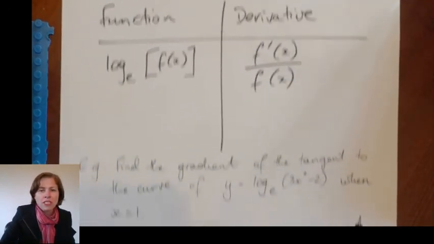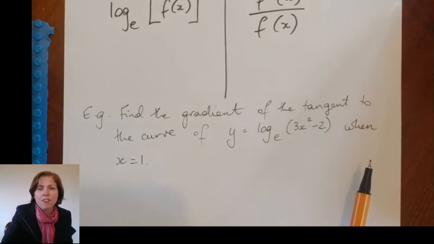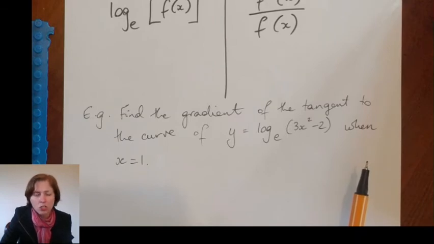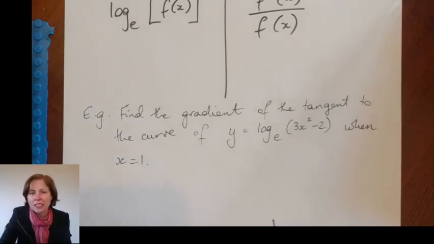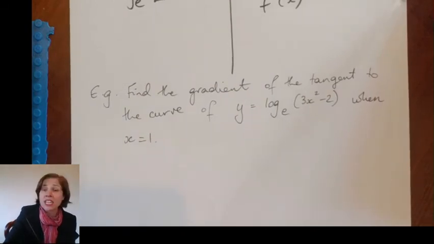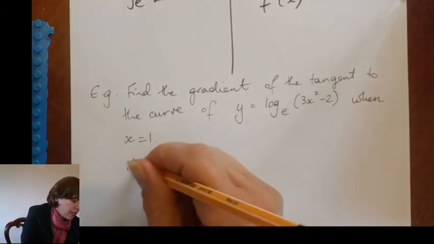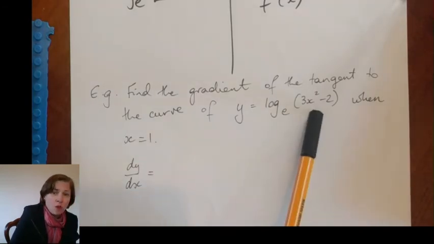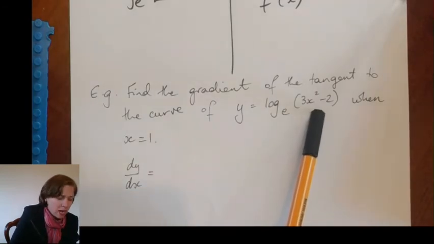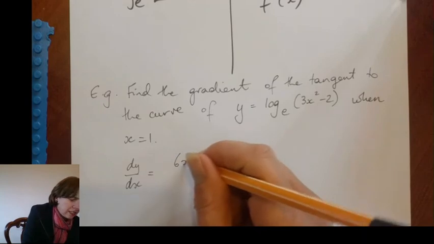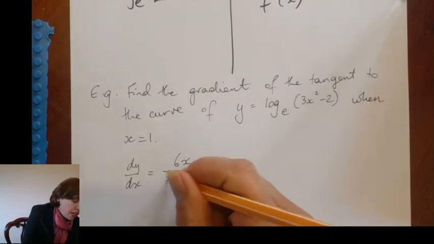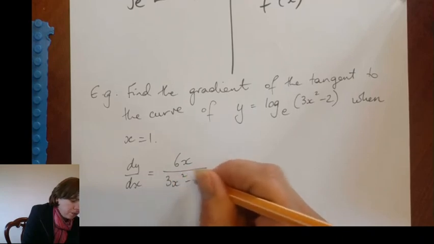So let's do one more example using that rule. I'm going to find the gradient of the tangent to the curve y equals log base e of 3x squared minus 2 at the point where x equals 1. The first thing I need to do is find the derivative. dy dx is going to be the derivative of 3x squared minus 2, so that's 6x, over 3x squared minus 2, the actual argument inside.